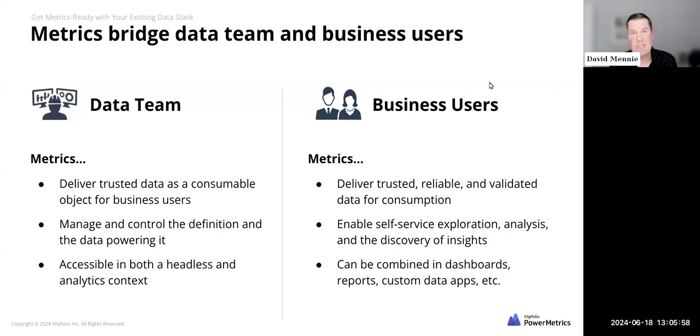Business users, obviously, the biggest problem is what data can be trusted. And that's really where metrics come in. They can be reliable, they can be validated, they can even be certified. So it's very easy for the business user to know what data they can trust. Of course, data teams really want their business users to be self-service, to be able to explore the data, analyze it, use it in dashboards, and discover new insights without having to burden them every time they need some new calculation. And so really the combination of those metrics in these different formats like dashboards and custom data apps, that's where it becomes really, really compelling for business users.